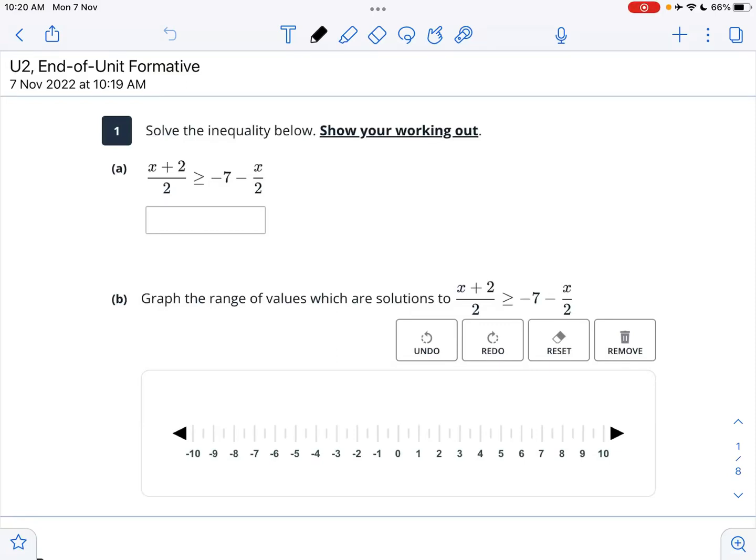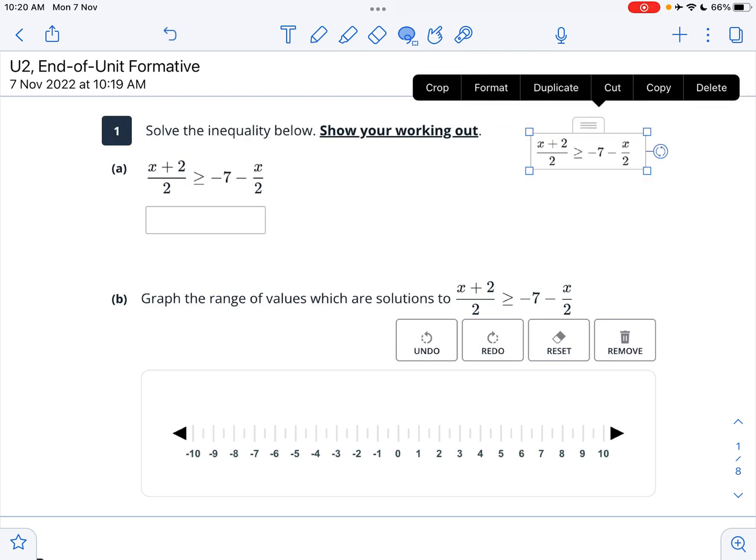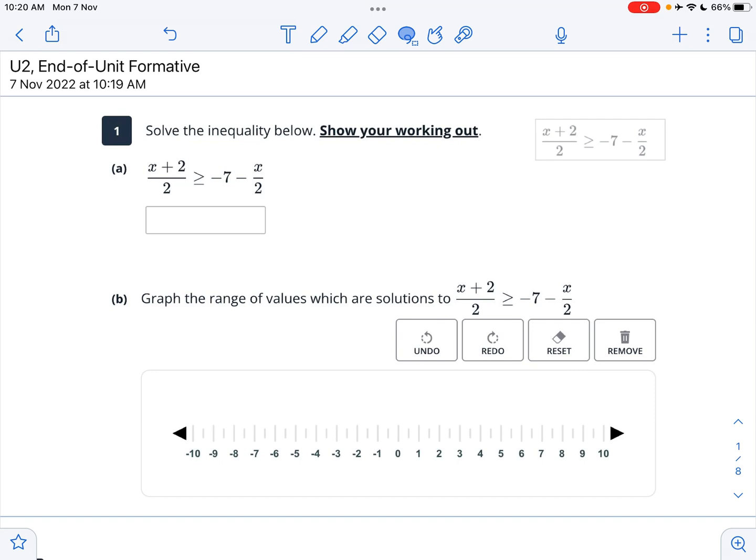Question 1 for your formative. Part A, you have to solve that inequality. I'm just going to move this over a little bit so I have some room to work with. On this problem, there's a couple ways you could do it. You could just solve it like an equation. I'm going to leave it as an inequality right now, but there's more than one way to approach this problem.